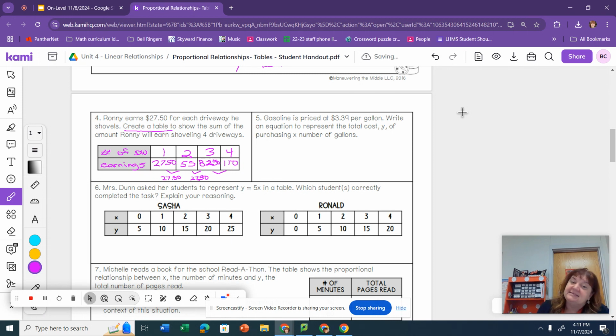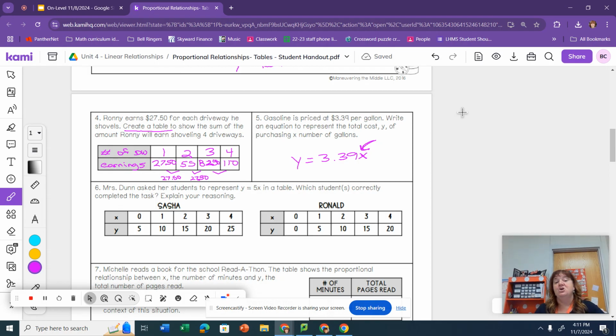Okay? Gasoline is priced at $3.39 per gallon. Write an equation to represent this. Can you guys write that equation? Pick which one it is. Okay, I'm hoping that you wrote y equals 3.39x. So then every time we do a gallon, 1 gallon would be 3.39. 2 gallons, you're just filling in that x right there and multiplying.